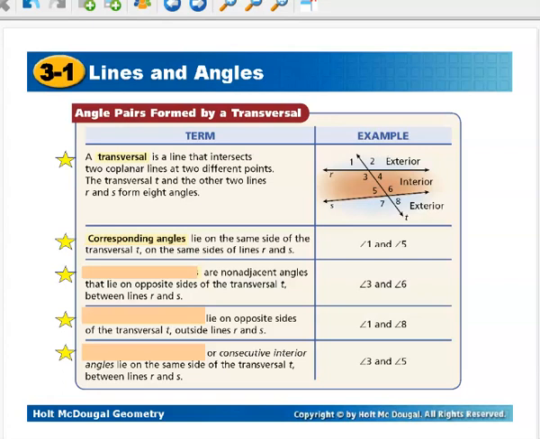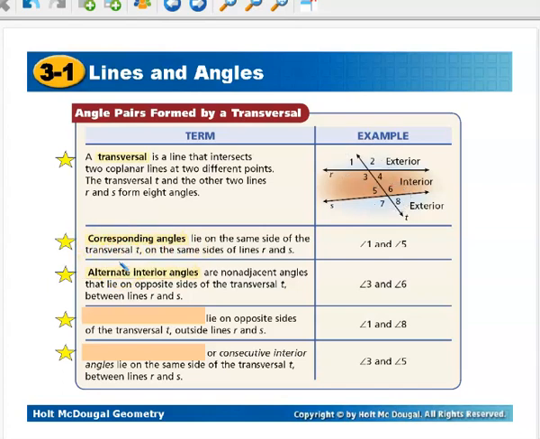Corresponding angles. These are angles that are on the same side of the transversal. They exist on the same side. So a corresponding angle might be angle 1 here and angle 5. They're on the same side and in the same relative position. So if I look at this group of angles right here and this grouping here, notice that angle 1 is in the upper left, angle 5 is also in the upper left. That's one way you can use to identify corresponding angles.